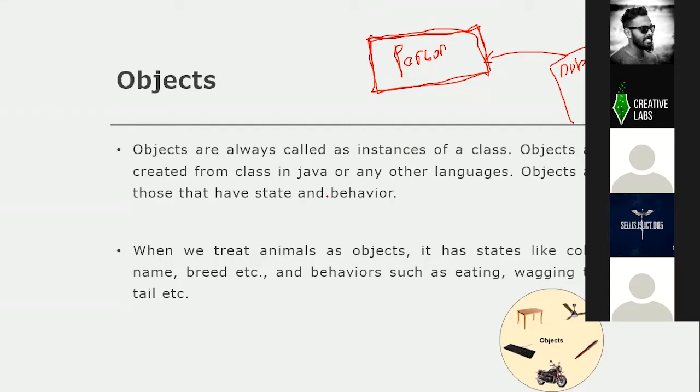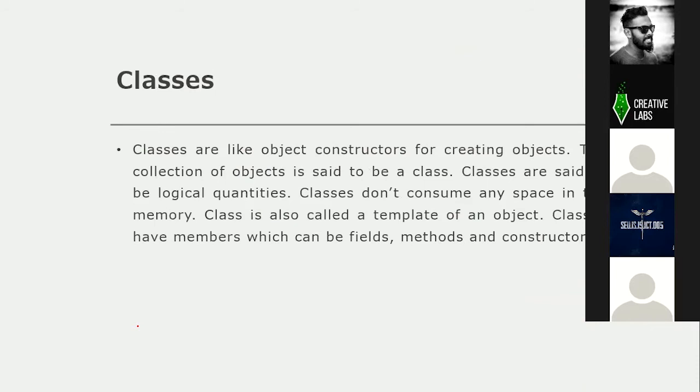For example, you can see this one as well. Animals as objects. If we treat animals as objects, they have states like color, name, breed, and behaviors such as eating, wagging the tail, something like that. So that is an object. But if we are talking about the class, a class is a kind of blueprint.